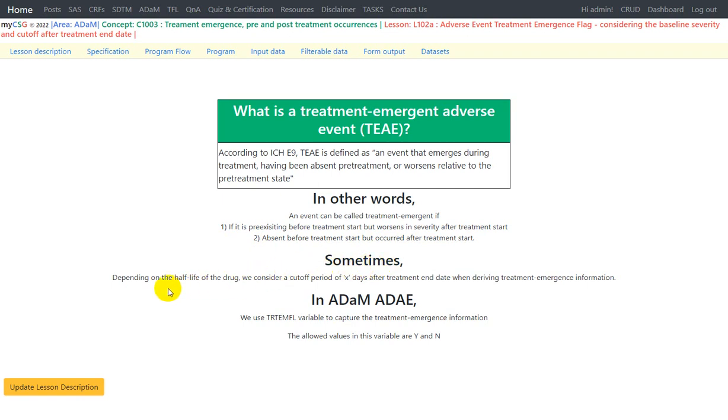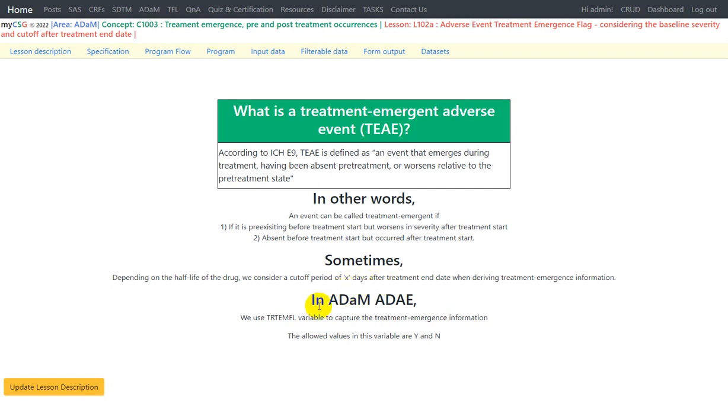Sometimes, depending on the half-life of the drug, we consider a cutoff period of X days after treatment end date when deriving treatment emergence information. So basically, we look for events which occurred between treatment start and end date, but in certain cases, depending on the half-life of the drug and how long the drug remains in your body after you take the last dose, we consider those many number of days while deriving the treatment emergent flag.